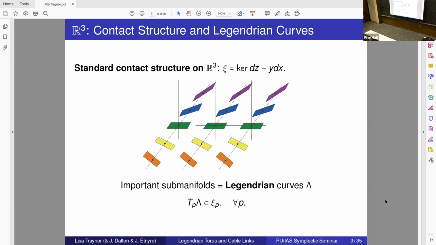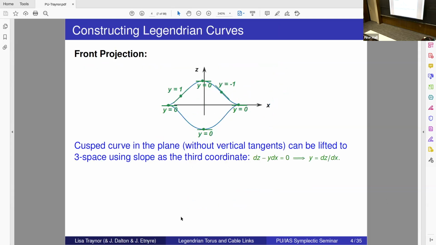In particular, if I look at the x-axis here, this would be a Legendrian curve, or the y-axis, those would be Legendrian curves. If you draw it this way, it looks really hard to construct Legendrians, but in fact it's really easy to construct Legendrians. I'll often be talking about this front projection.